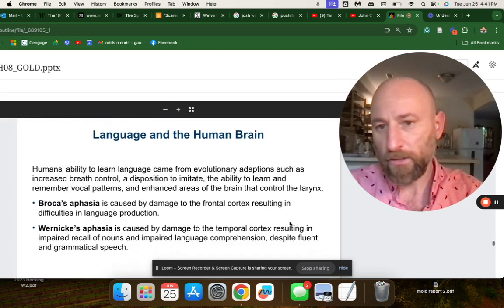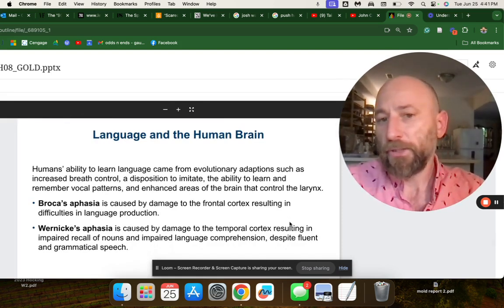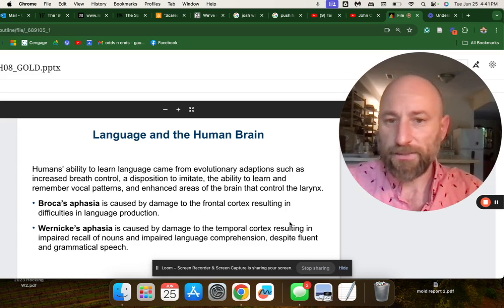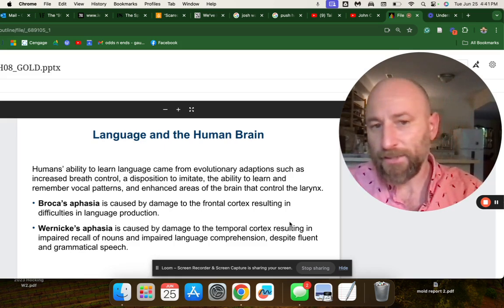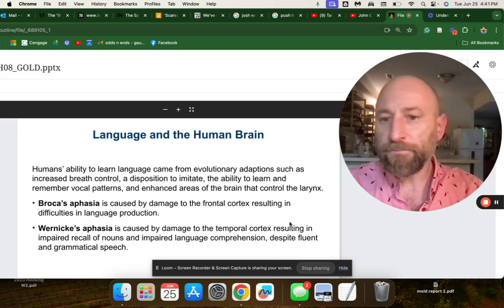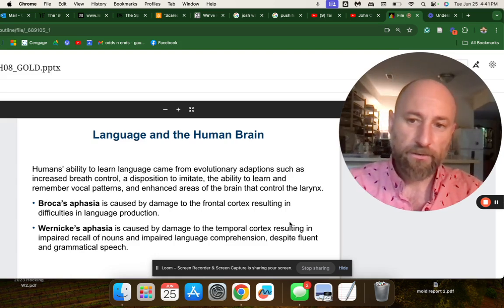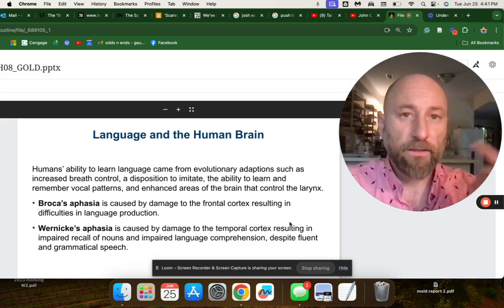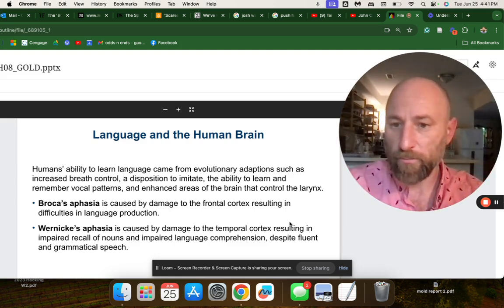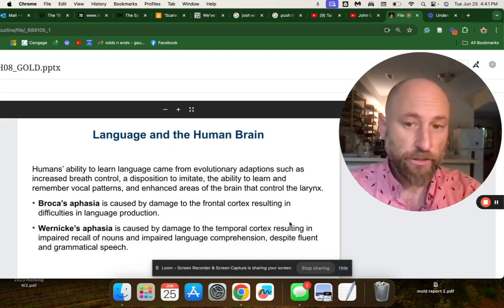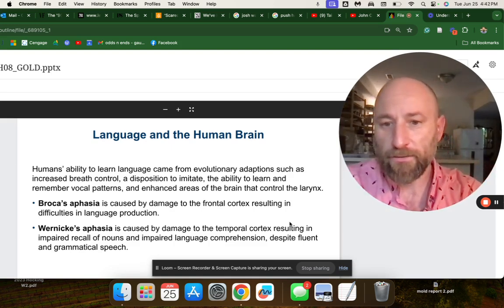Language in the human brain. Humans' ability to learn language came from evolutionary adaptations such as increased breath control, a disposition to imitate, the ability to learn and remember vocal patterns, and enhanced areas of the brain that control the larynx. There are a couple of different areas in the brain that, if damaged, will very significantly affect our capacity for language. One is Broca's area and one is Wernicke's area. Broca's aphasia is caused by damage to the frontal cortex in a particular spot.